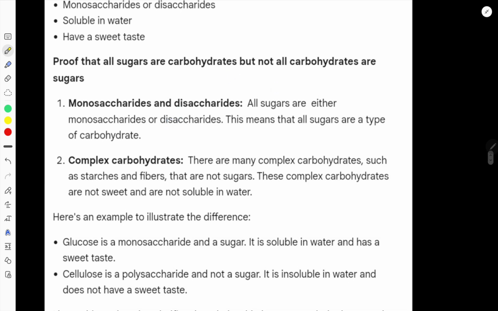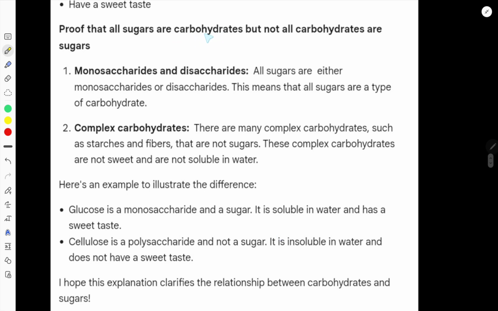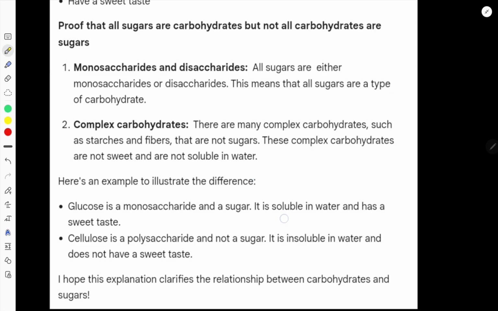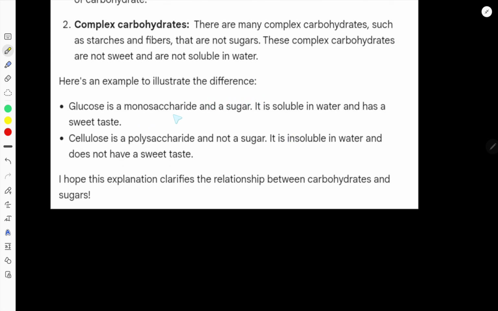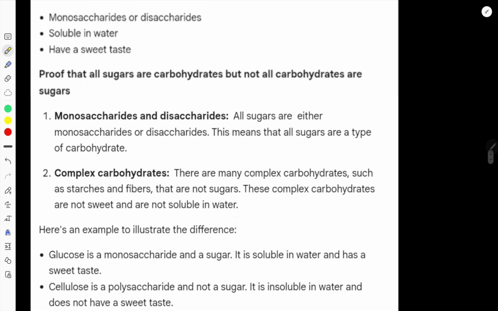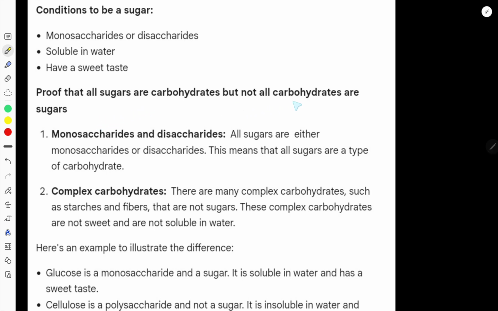Now, prove that all sugars are carbohydrates, but not all carbohydrates are sugars. Monosaccharides and disaccharides: all sugars are either monosaccharides or disaccharides. This means that all sugars are a type of carbohydrate. Already we have proved this portion of the question. Complex carbohydrates: there are many complex carbohydrates such as starches and fibers that are not sugar. These complex carbohydrates are not sweet and are not soluble in water. Here is an example to illustrate the difference. Glucose is a monosaccharide and a sugar. It is soluble in water and has a sweet taste. Cellulose is a polysaccharide, not a sugar. It is insoluble in water and doesn't have a sweet taste. So I have proved that all sugars are carbohydrates, but not all carbohydrates are sugars.